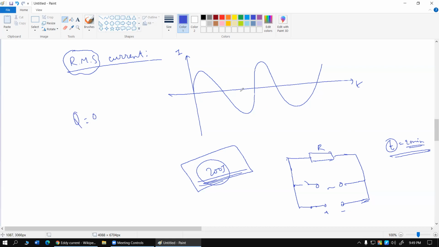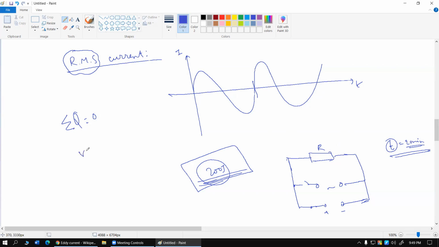Let's see, if I take one cycle, what is the total amount of charge flow through this resistor after one full cycle? For half the time the charge flows this way, for half the time the charge flows that way. So the total amount of charge flow would be 0, because the charges are flowing in opposite directions. So it might give us the idea that AC is actually not making any charge flow.